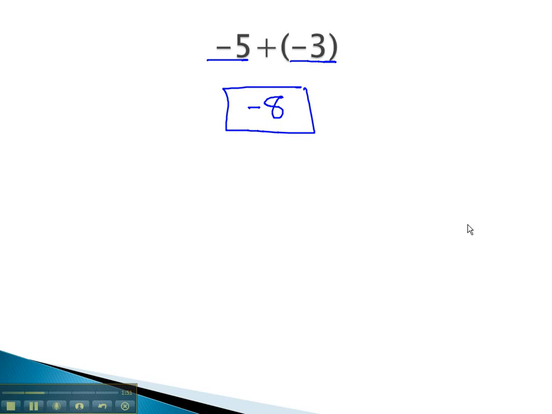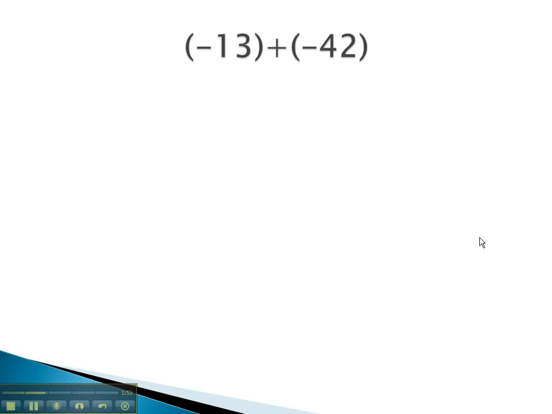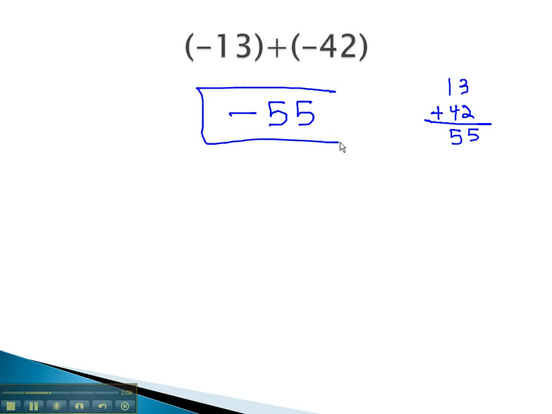Same process when the numbers get a bit larger. Negative 13 plus negative 42, we can add the numbers 13 plus 42, because they have the same sign, gives us 55. And because they're both negatives, we now have negative 55. To add integers that have the same sign, we will add the numbers and keep that sign.